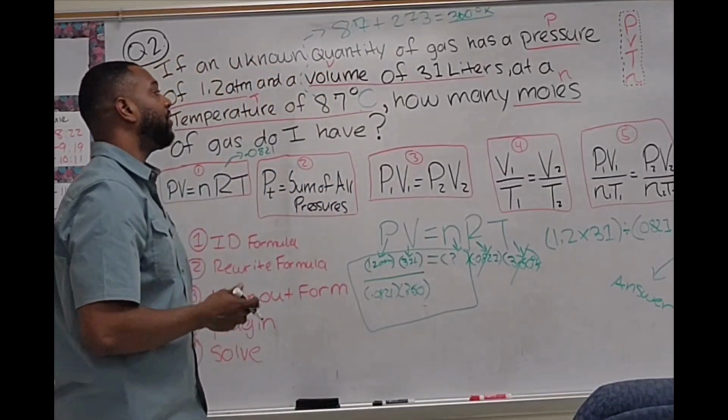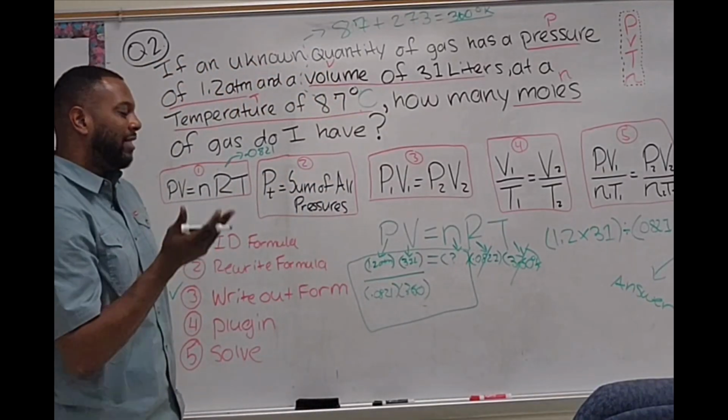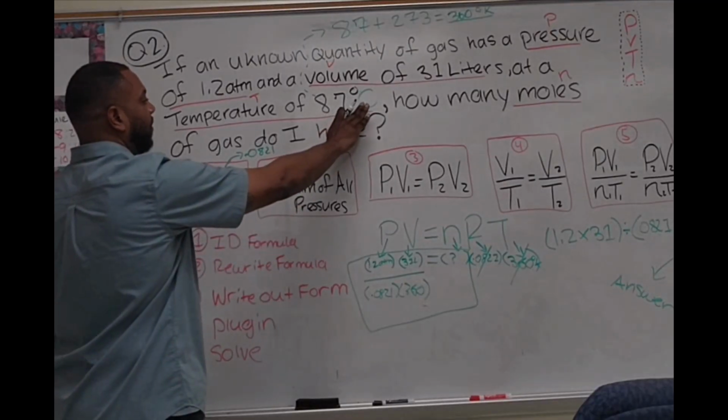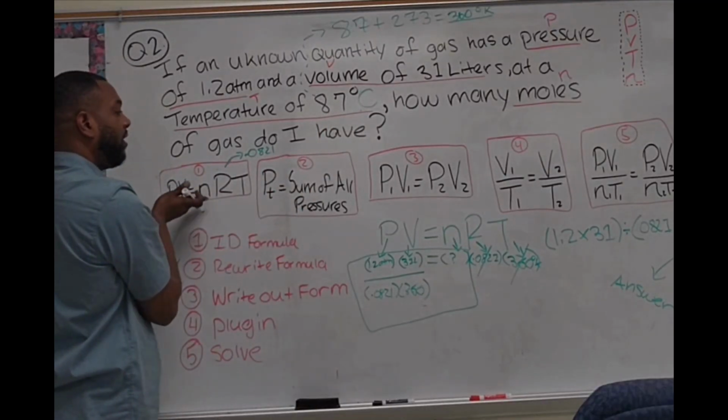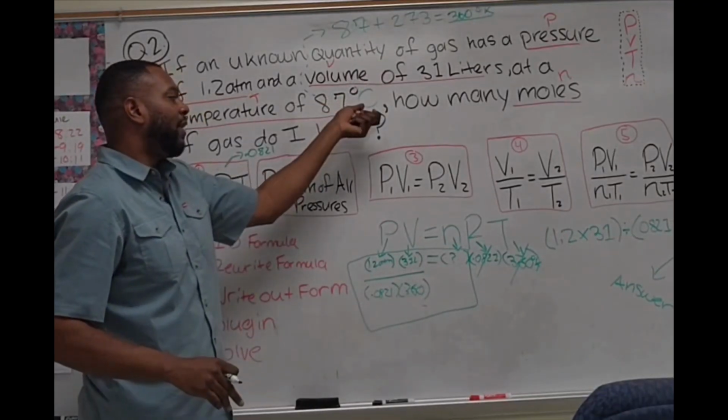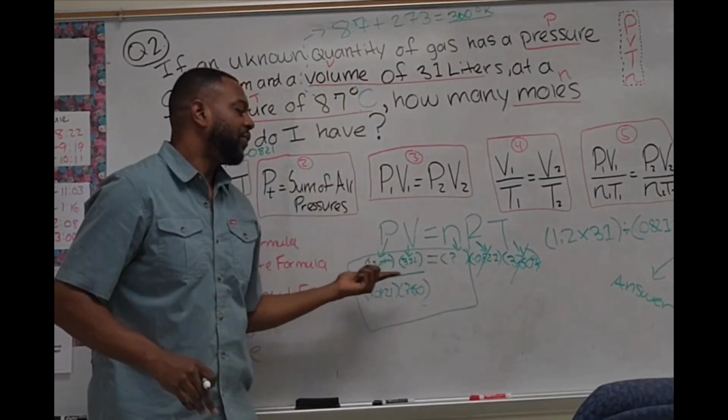All right, so this is question number 2, which is essentially identical to question number 1. Only difference is here I gave it to you in Celsius. When you use PV equals nRT, you may not use Celsius. If you get that, and then it's in Kelvin, you plug that in, and then you solve it like normal.